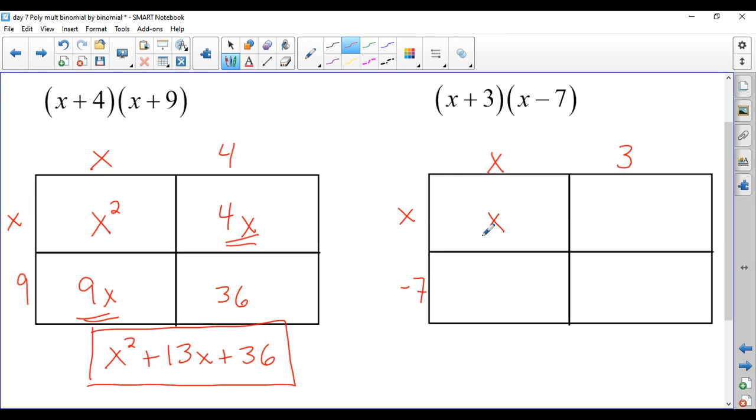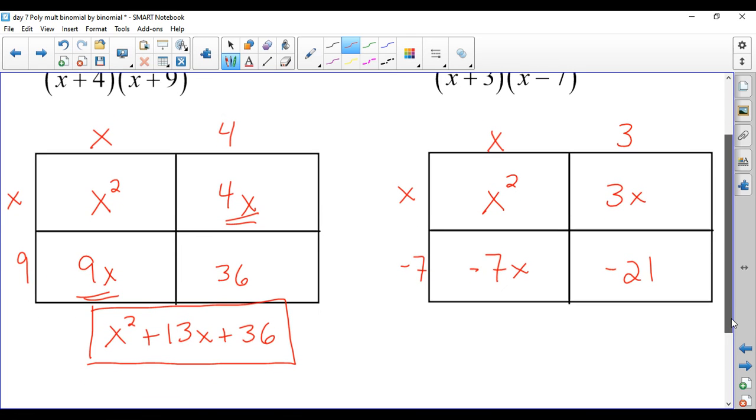X times x is x squared. X times 3 is 3x. Negative 7 times x, negative 7x. Negative 7 times 3, negative 21. So keep the signs with that term. Then I'm going to combine anything I can.